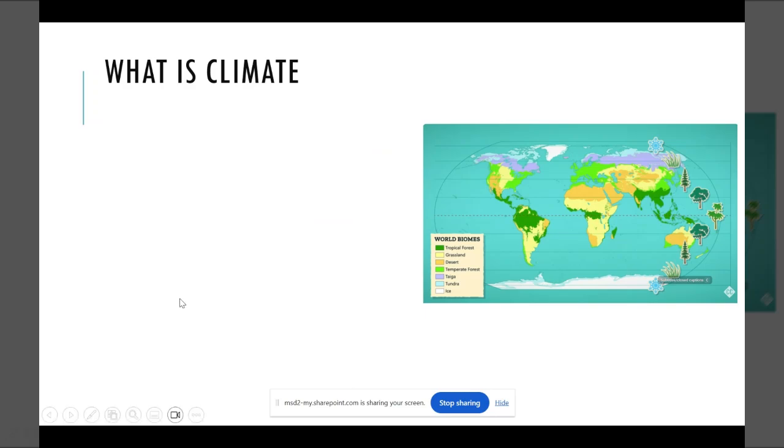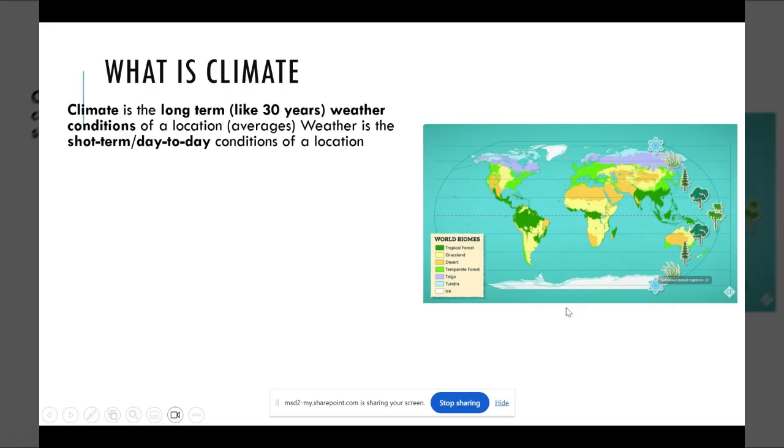Once again, we talk about climate and just introductory climate information, which isn't going to show up directly on paper 2 necessarily. Climate is the long-term weather conditions of a location, and it's usually given as averages, whereas weather is short-term, day-to-day conditions of a location. I like to say weather is a place's mood and climate is its personality. I think somebody else said that. I didn't make that up.